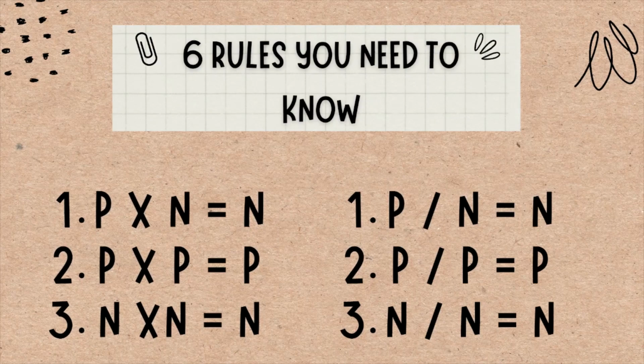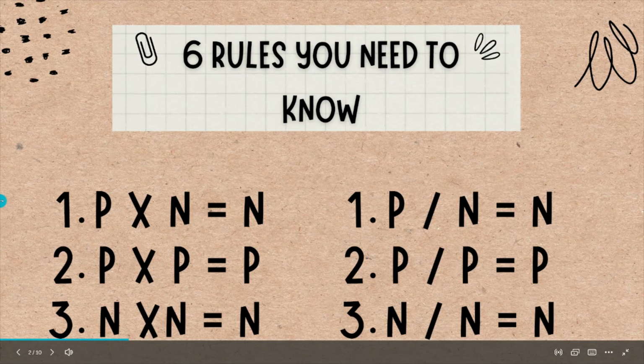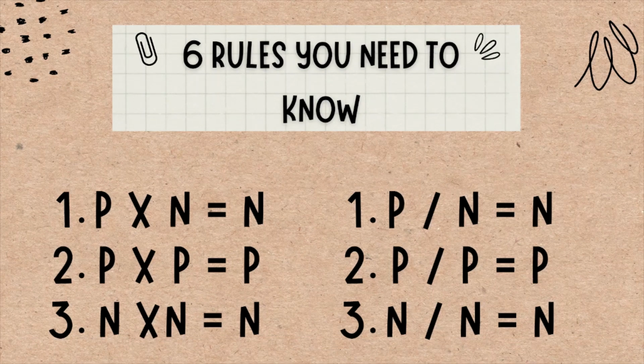Before we start into the questions, you need to learn these simple 6 rules of multiplying and dividing integers. The first rule is p times n will always equal n, which means that any positive number times any negative number will always equal a negative number. I hope you guys noticed that the 3 rules for multiplication are the same 3 rules for division as well, except that only the sign changes, the multiplication sign and the division sign.